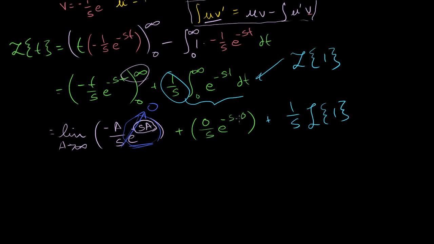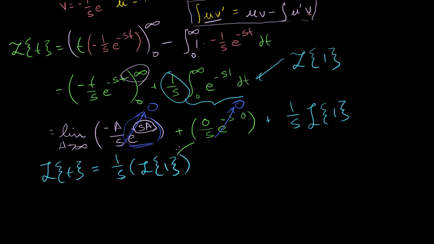Likewise, e to the 0 is 1, but you're multiplying it times a 0. So this is also going to go to 0. Which is convenient because all of this stuff just disappears. And we're left with the Laplace transform of t is equal to 1 over s times the Laplace transform of 1. And we know what the Laplace transform of 1 is.